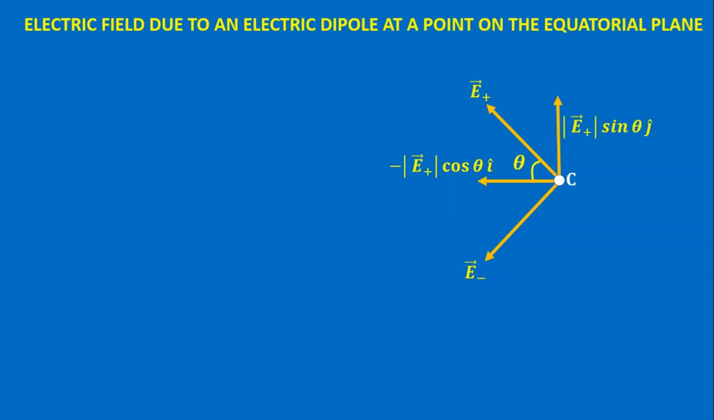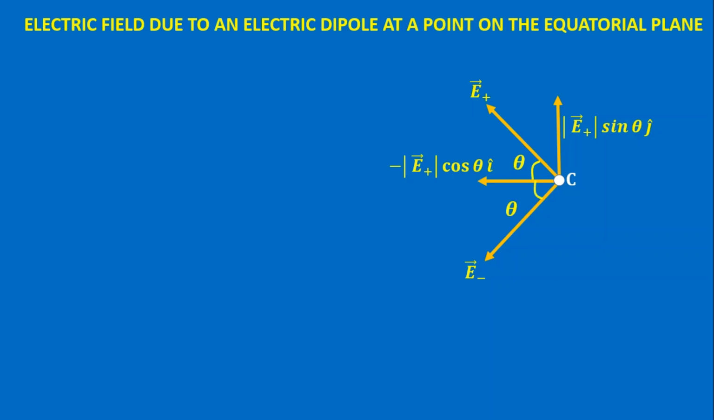So at the point C, two electric field vectors are acting. One is E plus vector, the other is E minus vector. The E plus vector makes an angle theta with the horizontal, so we resolve this E plus vector into two components. One is along the negative x-axis, that is minus modulus of E plus vector cos theta i cap. The other is the vertical component along the positive y-axis, so we write modulus of E plus vector sin theta j cap.